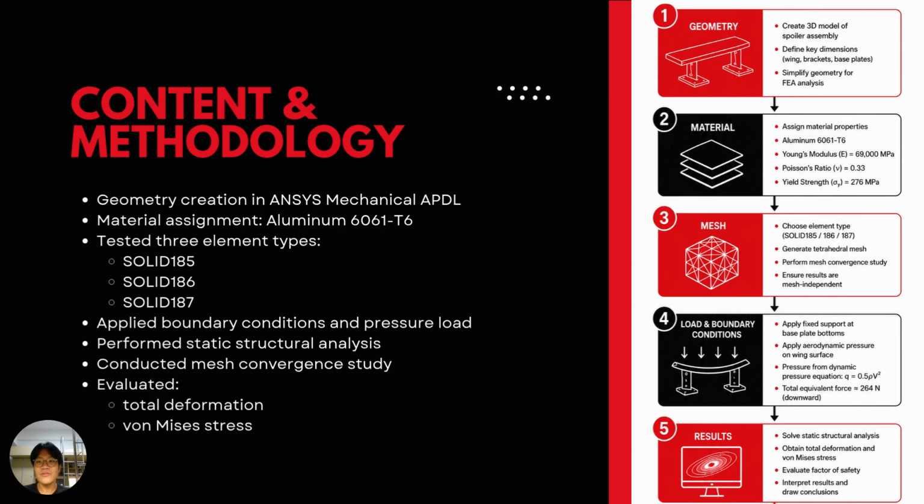To study this, I use ANSYS Mechanical APDL and follow this clear workflow shown to the right of the presentation slide. First, I created the geometry of the spoiler assembly using solid block volumes. Second, I defined the material properties. Third, I tested three element types, SOLID185, SOLID186, and SOLID187. Fourth, I applied the boundary conditions and loading. Finally, I ran a static structural analysis and compared the results. A mesh convergence study was also performed to make sure the results were stable and not too dependent on mesh size.